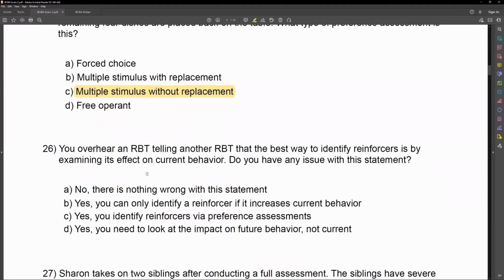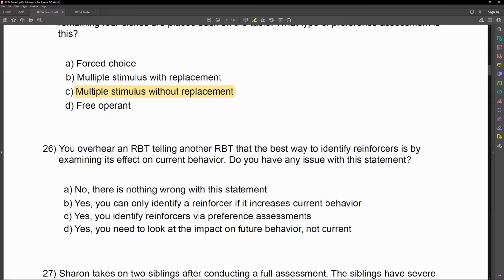You overhear an RBT telling another RBT that the best way to identify reinforcers is by examining its effect on current behavior. Do you have any issue with this statement? Well, you should, okay? Read it again if you don't. Read it carefully. How do we identify reinforcers? How do we identify consequences? Okay, so we know there's an issue.